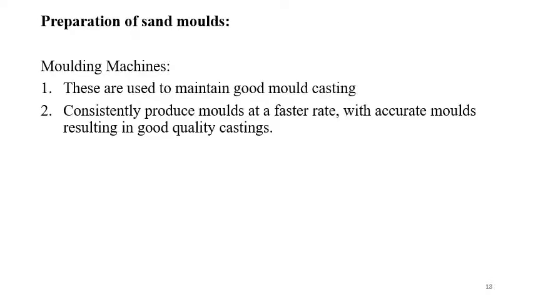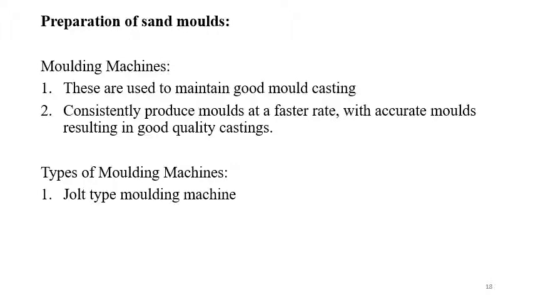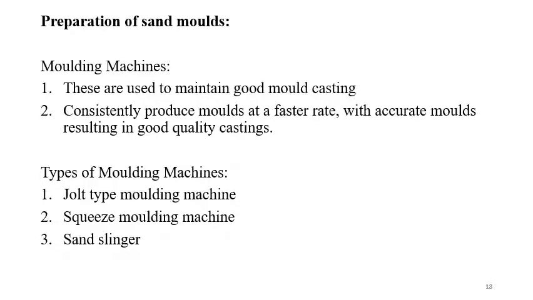Next, preparation of the sand molds. How to prepare the molds? There are molding machines. Sand molds are used to maintain a good molding casting. They consistently produce the molds at a faster rate with accurate molds, resulting in good quality casting. Types of molding machines used in the foundry: there are three important machines. One is a jolt type molding machine, the second is a squeeze molding machine, and the third one is a sand slinger. These are the three important machines used nowadays in almost all foundries.